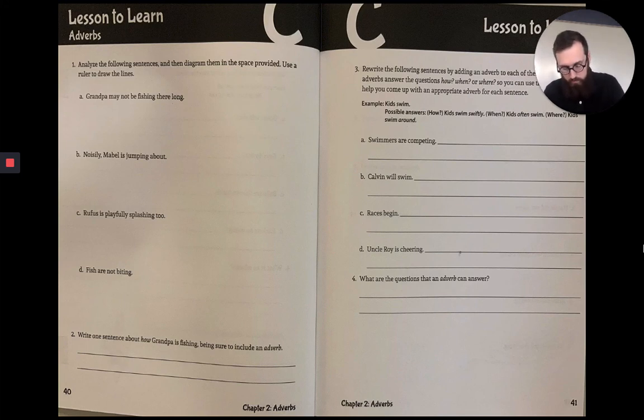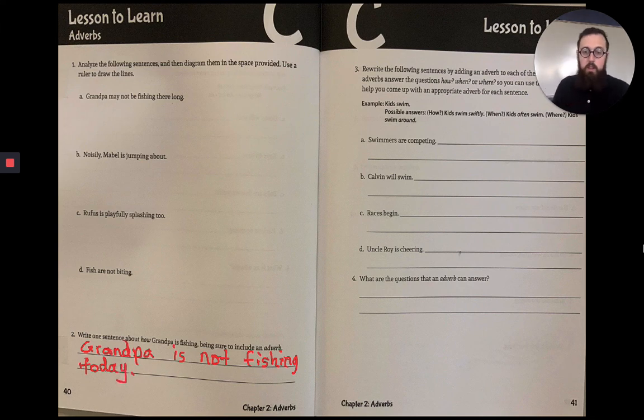For example, I could write the sentence, Grandpa is not fishing today. Remember, not is an adverb, so it's telling me how he's fishing. How is Grandpa fishing? He's not. And then in my sentence, I also answered the question when with today, but you don't have to do that part. Just answer the question how.